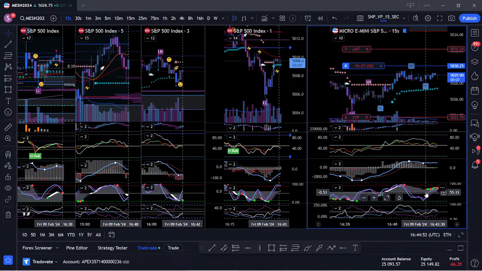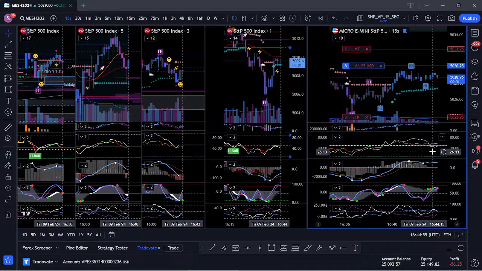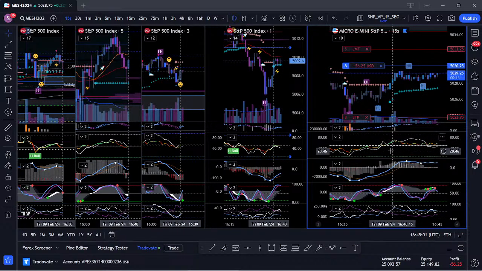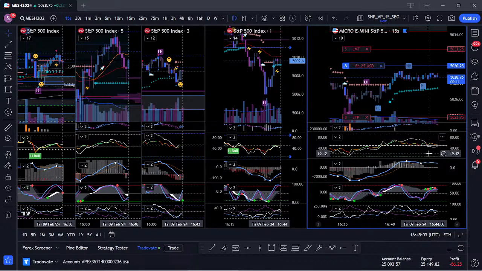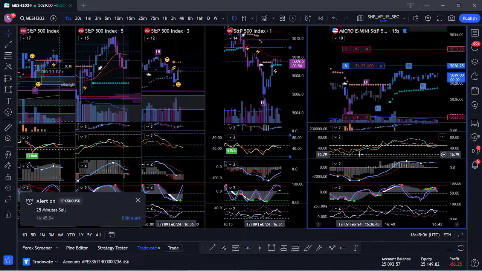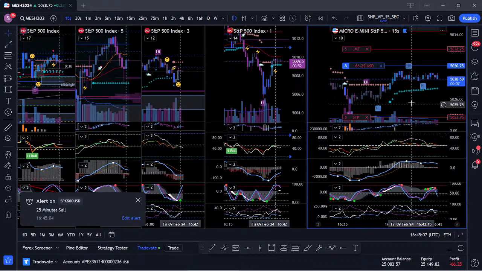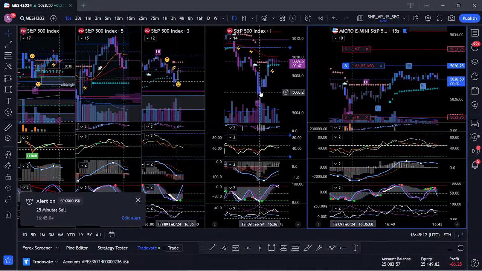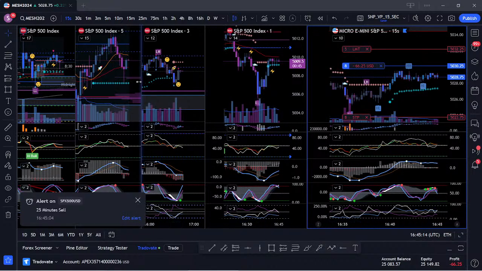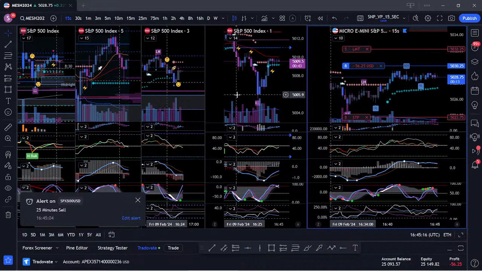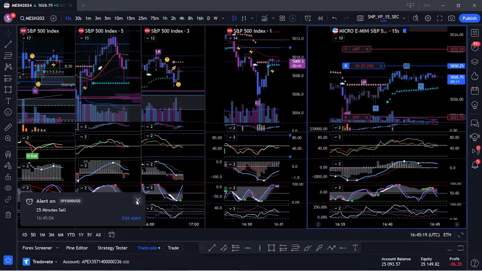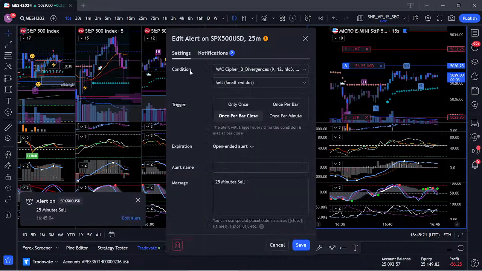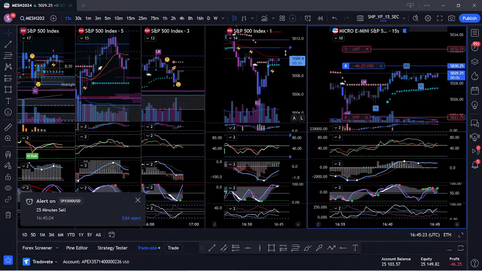So now it pulled back, went up, and failed to make a new high. If RSI made a new low, with this new low, that means it's over. Sellers are in control. So let's see. Yeah, 15 minutes sell. 25 minutes sell. It says it's going down.